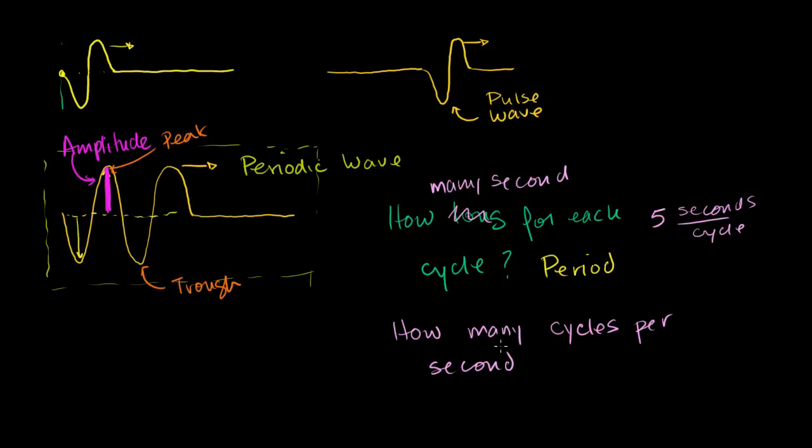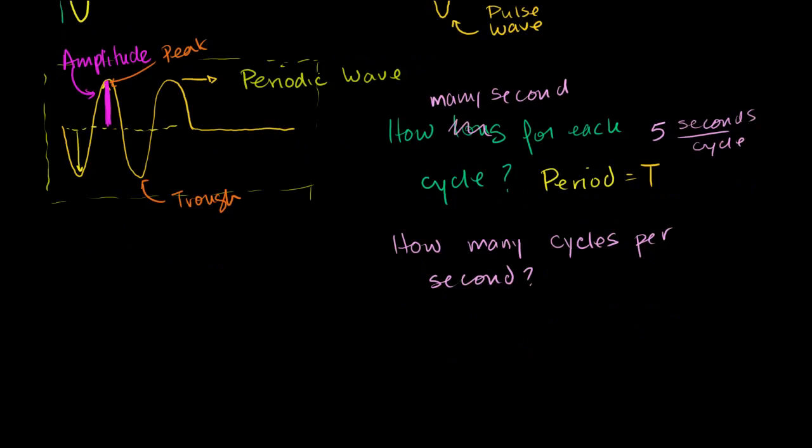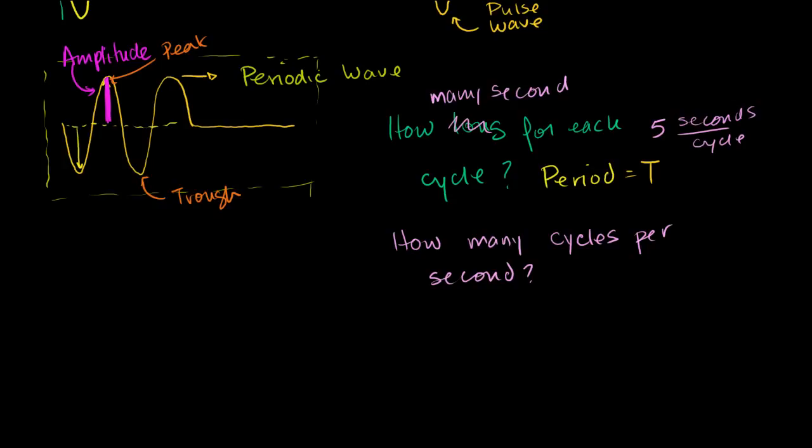But then what if we were asked how many cycles per second? So we're asking the opposite question. Not how long, how many seconds does it take for me to go up, down, and back again. We're saying in each second, how many times am I going up, down, back again? So how many cycles per second, that's the inverse of period. So period, the notation is normally a big capital T for period. This is frequency.